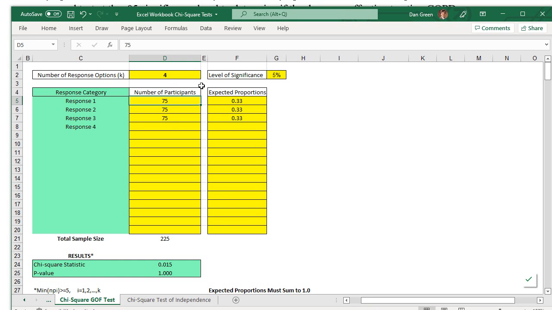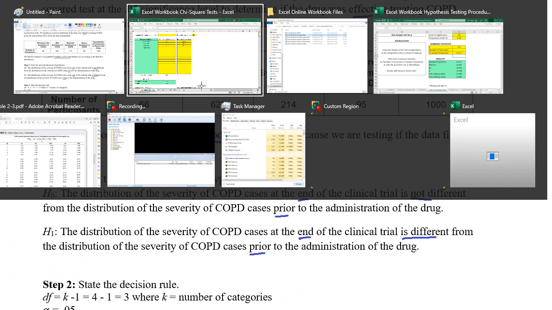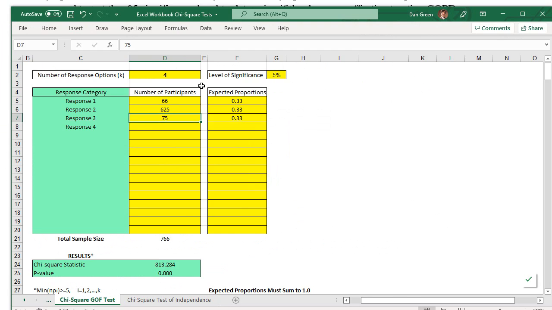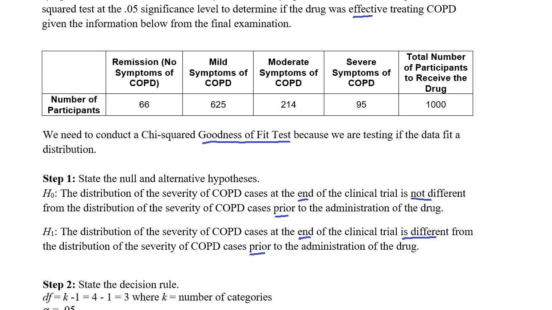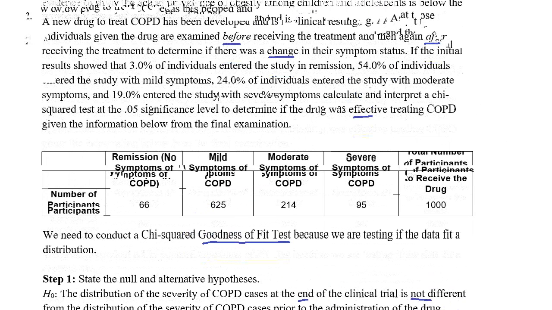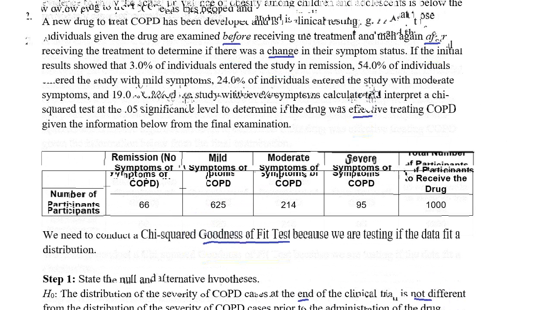So 66 here, 625, 214, and 95. And your double check down here, we've got a total sample size of 1,000. Expected proportions, that's what we're testing against. So that's up here, the 3%, 54, 24, and 19.